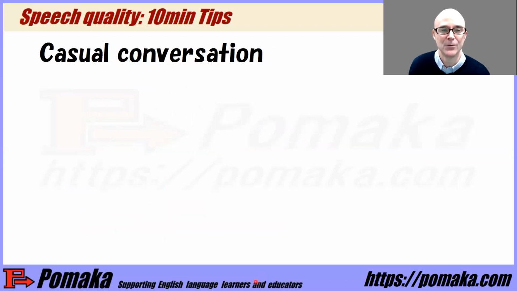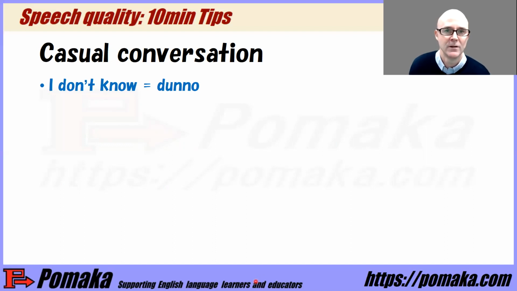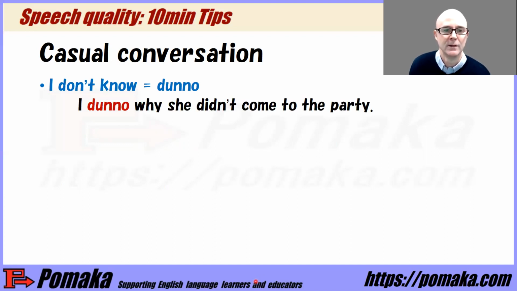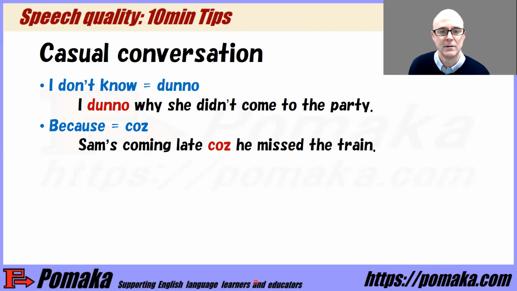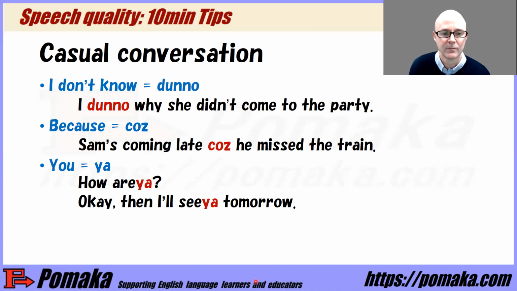Let's talk about very casual conversation. There's some other linking patterns we can look at. The phrase I don't know often becomes dunno. For example, I don't know why she didn't come to the party. Because often becomes cause. For example, Sam's coming late because he missed the train. You often becomes ya. For example, how are ya? Okay, then I'll see you tomorrow.